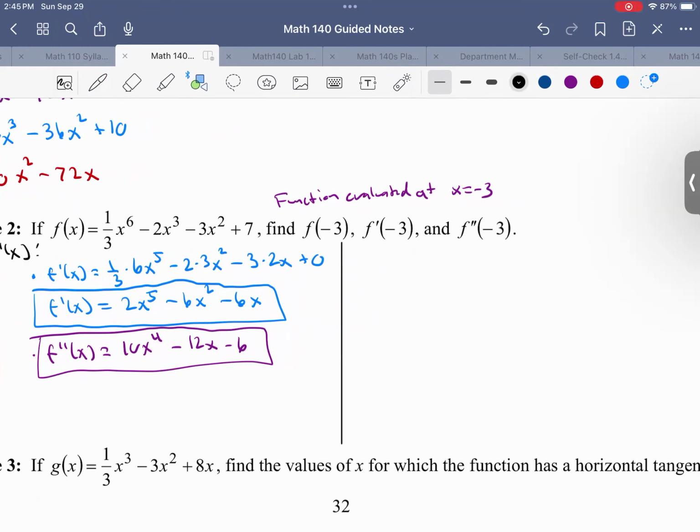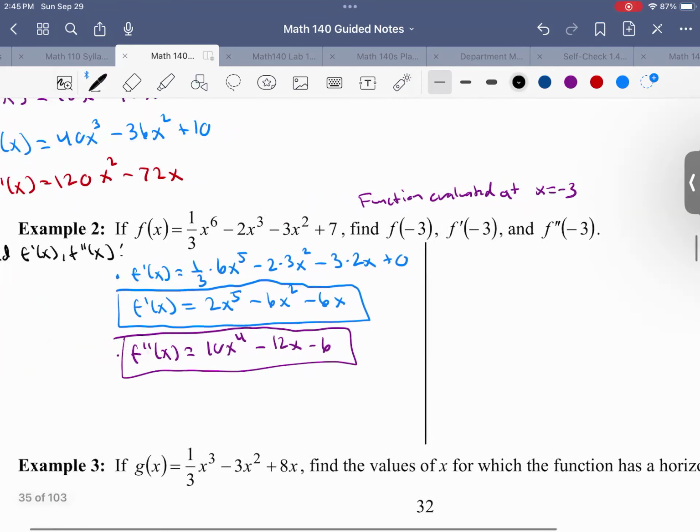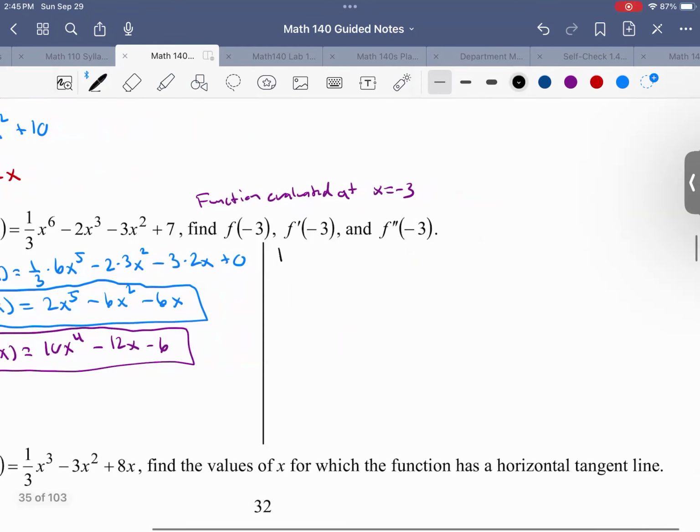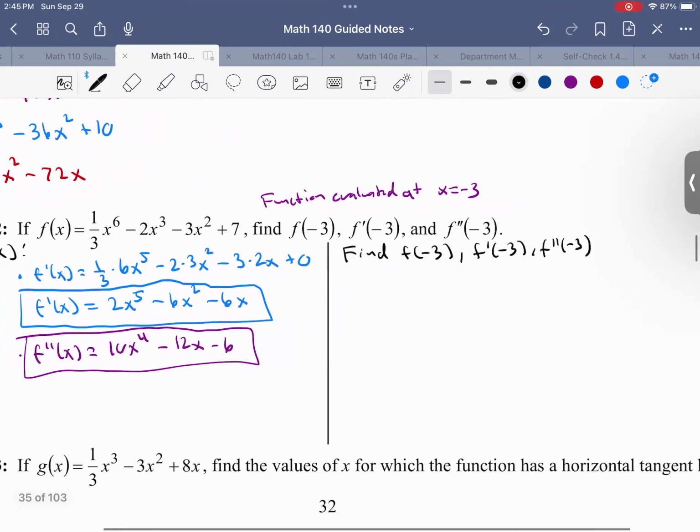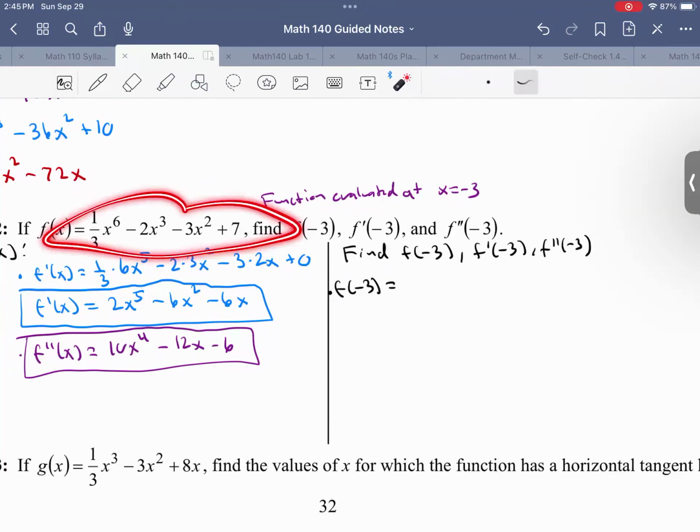All right, so I need to find f of -3, f prime of -3, and f double prime of -3. Okay, so step 2. I'm just going to plug in -3 into all these guys. So f of -3, right? I'm just going to plug it into the original, this guy right here.